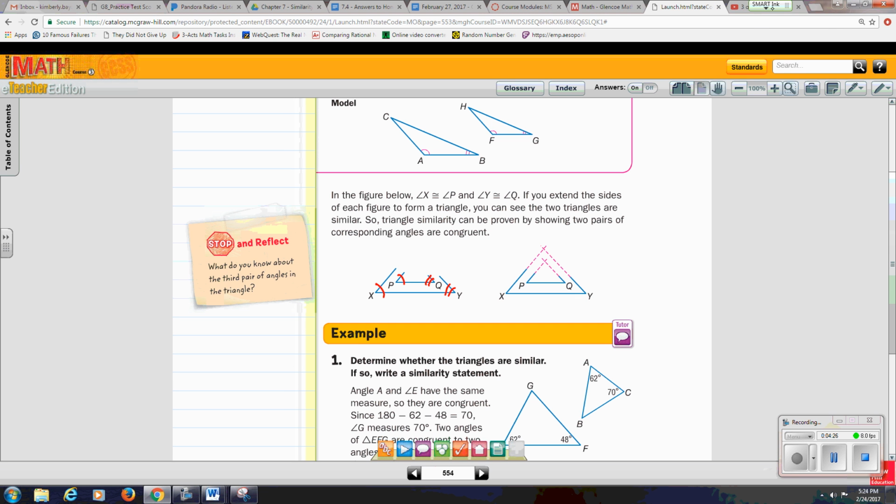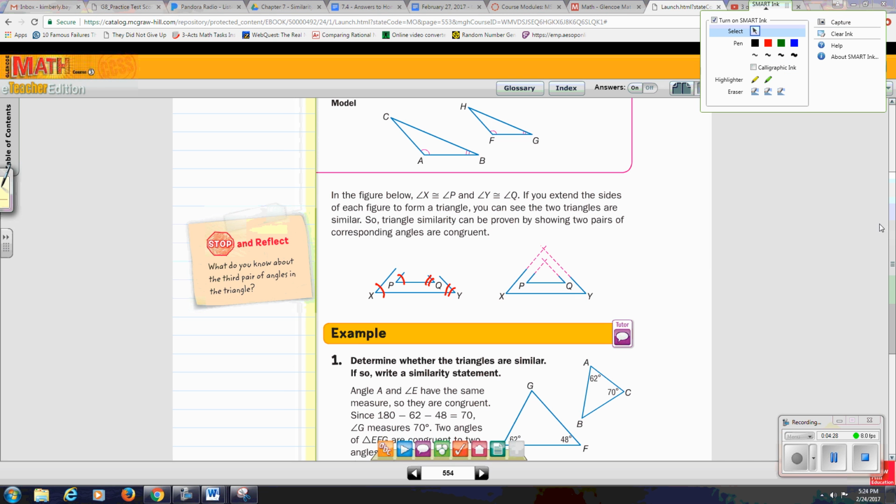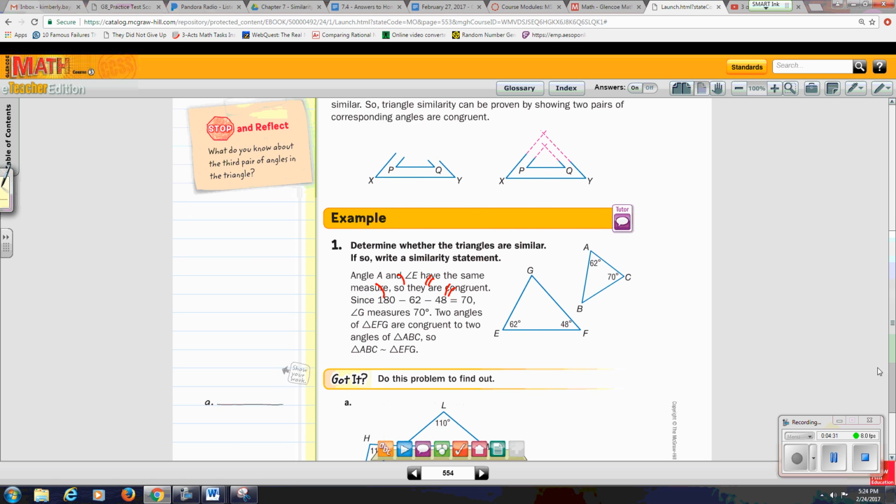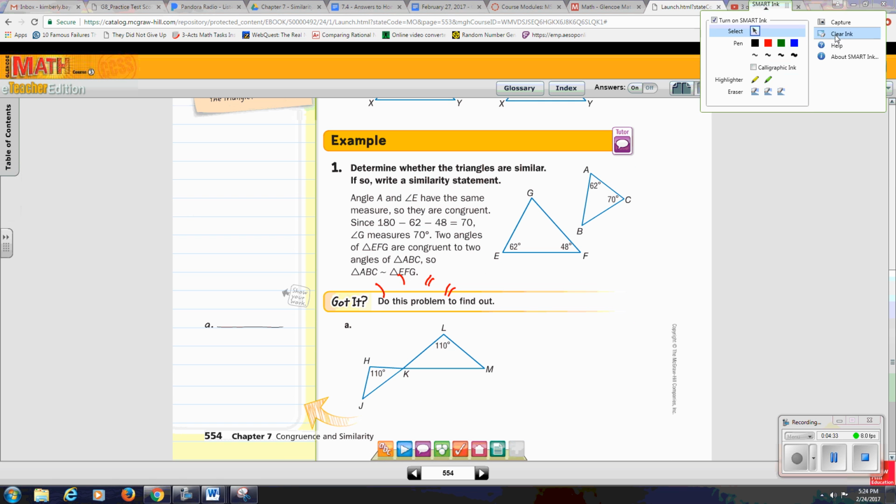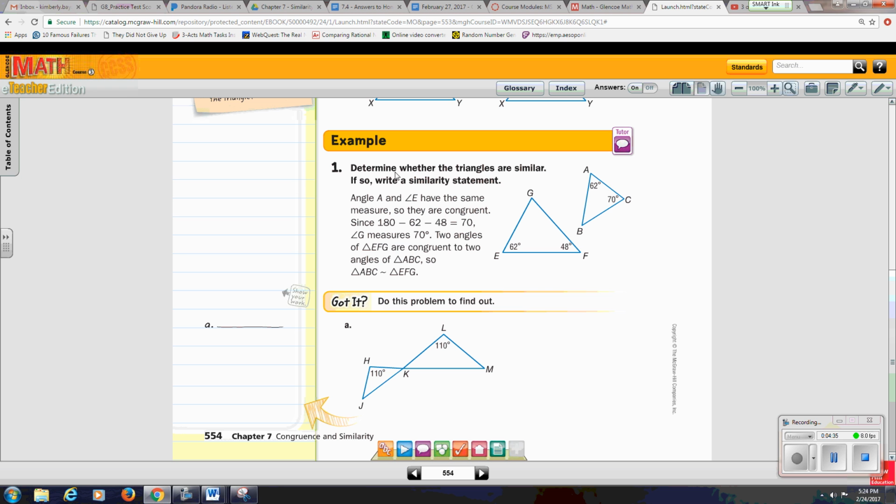So that being said, let's go ahead and look at our first example. It wants us to determine whether the triangles are similar. If so, write a similarity statement. What they've told us here is that angle E and angle A are congruent, 62 and 62. But angles C and F are not congruent, and we don't know about G and B. So what we need to do is find those missing angles.